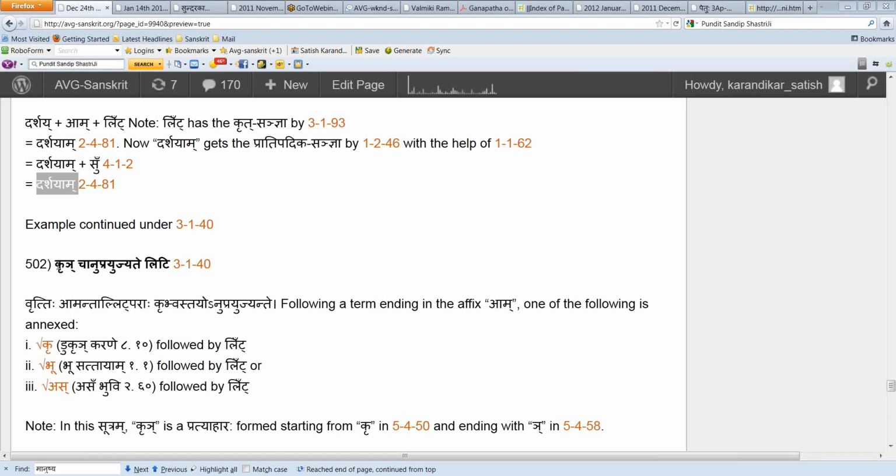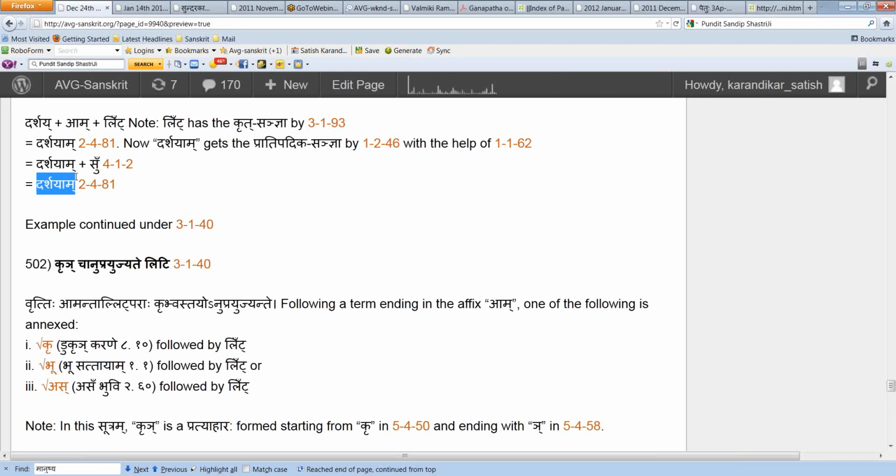So this is the strange thing now. This says amantat lit paraha kru bhuvastayaha anuprayujyante, which means that if you have amantam, which is in this case darshayam, then it will take either kru, bhu or as in anupraya as an auxiliary dhatu. But that kru, bhu or as will have its own lit pratyaya coming with it. That's what anuprayogaha means. When the amantam is there, following that we can use kru, bhu or as. We have to use kru, bhu or as with its own lit pratyaya.